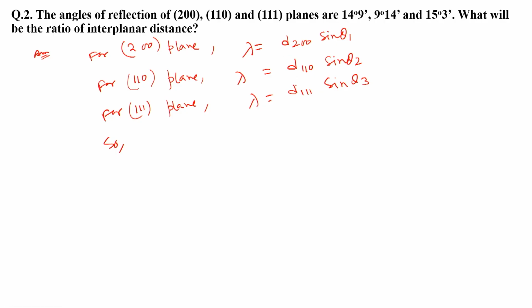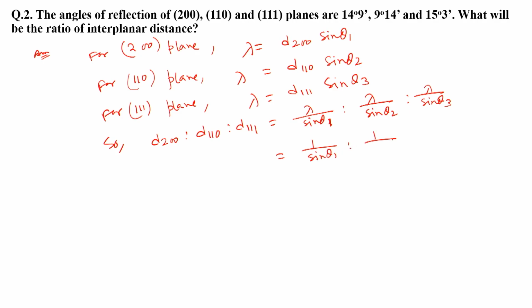So d is the interplanar distance, we know. Now we need to calculate d200 is to d110 is to d111. It will be lambda by sine theta 1 is to lambda by sine theta 2 is to lambda by sine theta 3, right? So we can write 1 by sine theta 1 is to 1 by sine theta 2 is to 1 by sine theta 3.